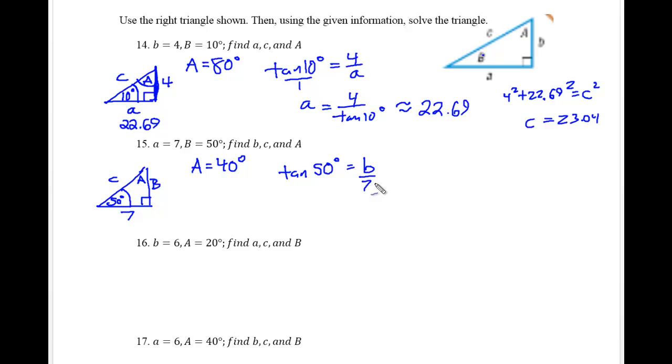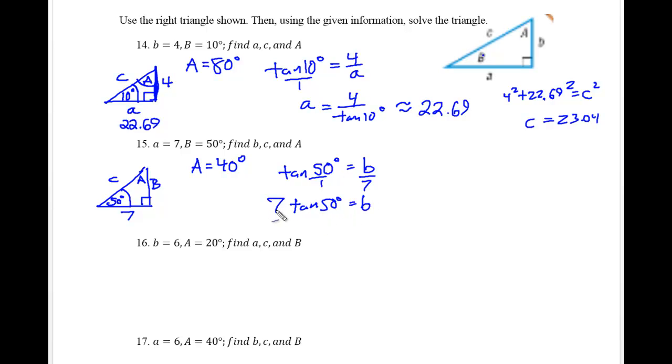Now I won't be using that trick like I did back in problem 14. What I'm going to do instead is multiply the 7 times tangent of 50 degrees. So if I do that, I now have 7 tangent of 50 degrees equals B. This is the same thing as cross multiplication if you want to look at it that way, or multiplying everything by 7, getting rid of the 7 on the right hand side and multiplying by 7 here.